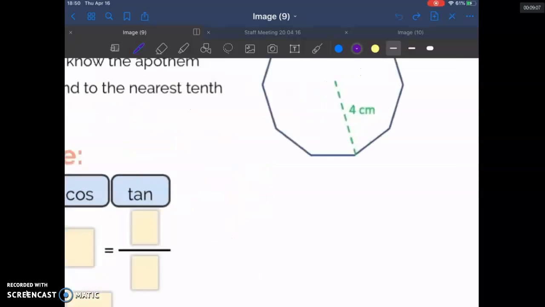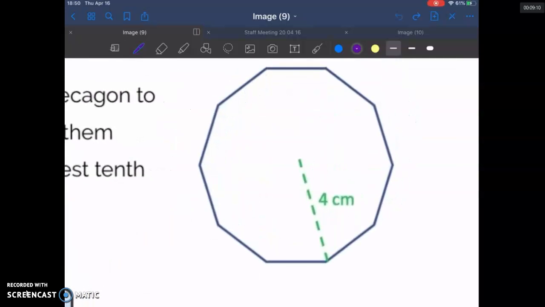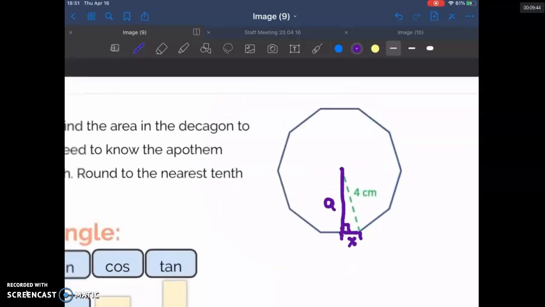The things that we know: the radius length. We know that we can draw the apothem right here, and we can find out how long the apothem is. We also know that within this right triangle, we can find the length of this right here. When we find these two lengths, that's going to give us enough information to solve the problem.